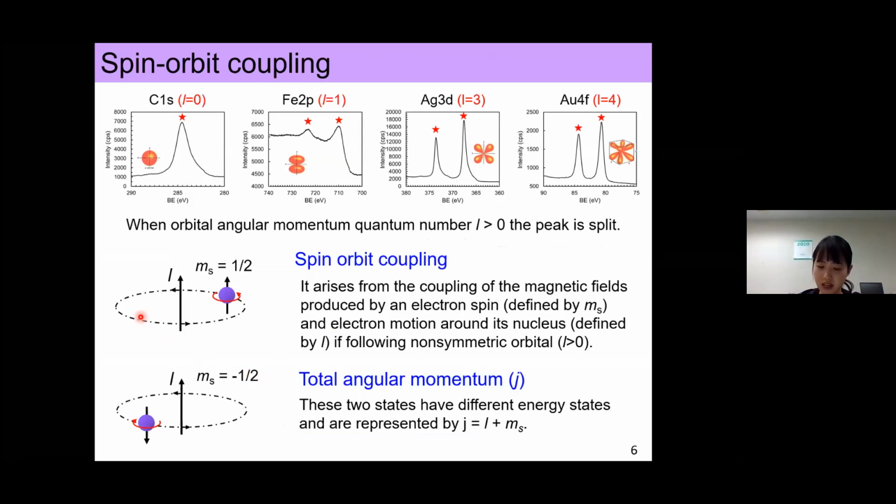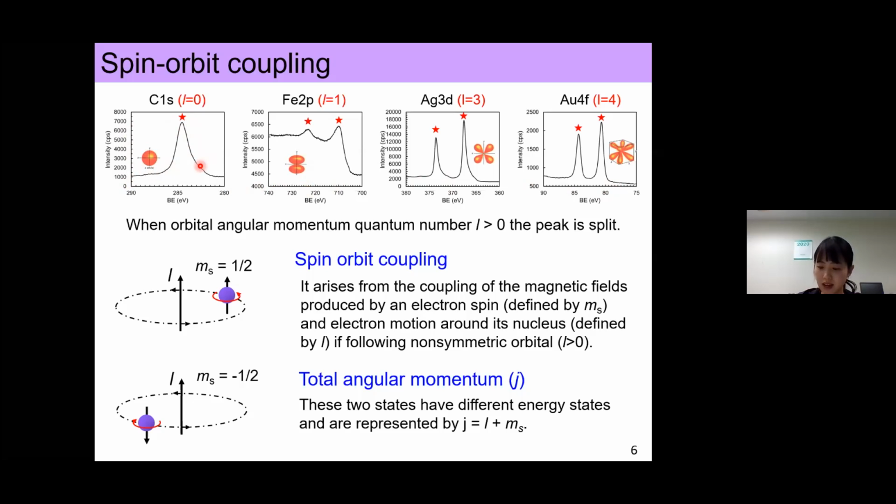Spin-orbit coupling is one of the important interactions which cause peak splitting. This can be seen in an orbital when the orbital angular momentum quantum number L is larger than 0. In other words, when the orbital shape is asymmetric, like this. Note that the s orbital shape is spherical and symmetric.